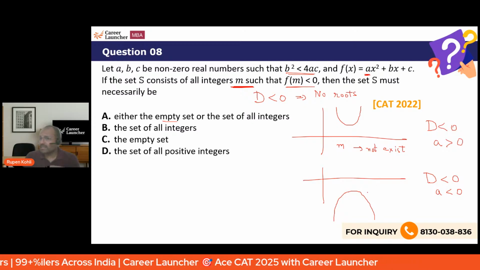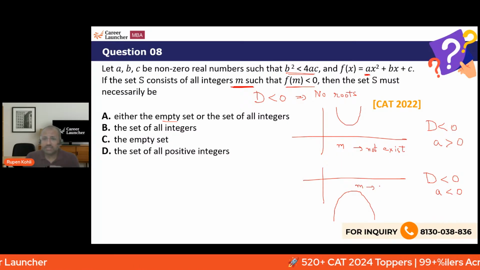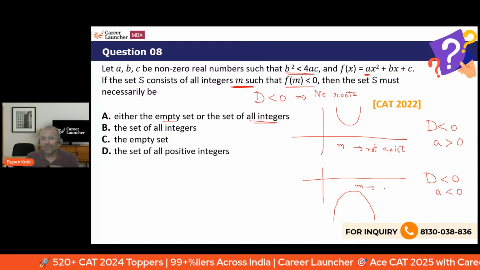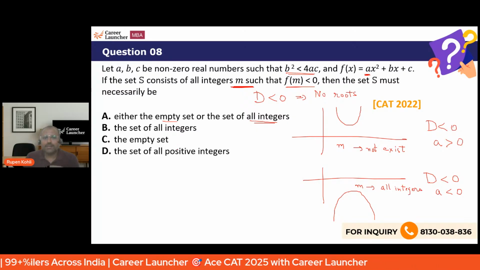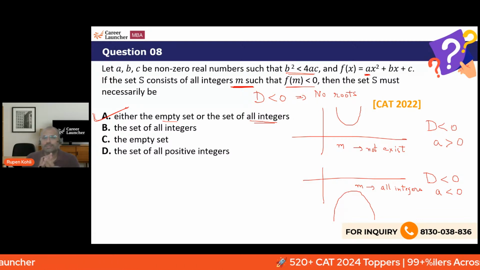But in the second case, the function is completely negative, always negative. So what is the set S? It is the set of all possibilities, all the integers. So the set S is either empty or just completely the set of all integers, and that is what we're looking for, right? That is what we had to analyze.